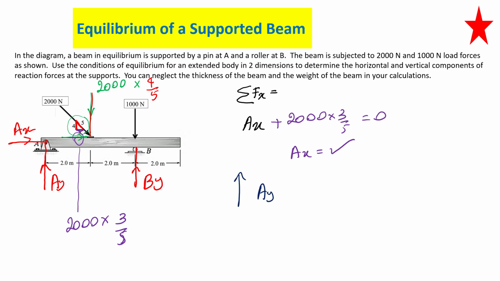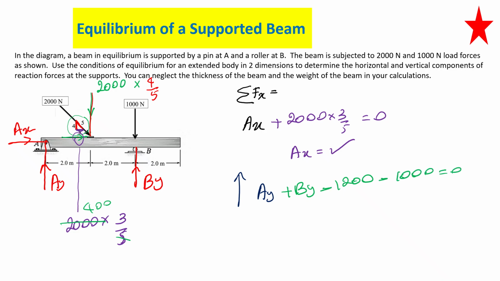Ay plus 2000. No, which one is that? All the upward forces are plus, downward forces are minus. So you can say Ay plus By plus 2000 times 4 over 5, this one is 1600, isn't it? Sorry, it's negative. Negative minus 1000 is equal to 0.